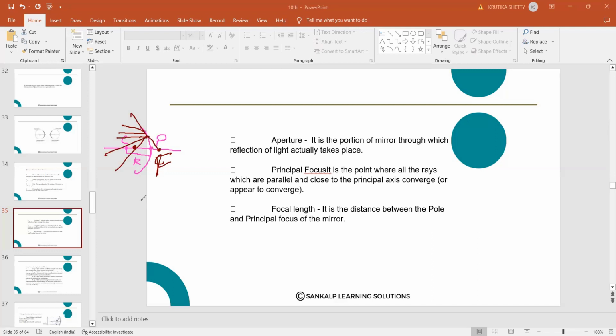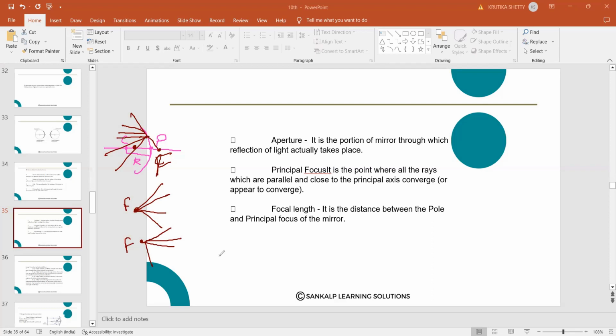This is principal focus. It is the point on the principal axis from where the line appears to diverge or the line appears to converge. This is called as what? Principal focus.